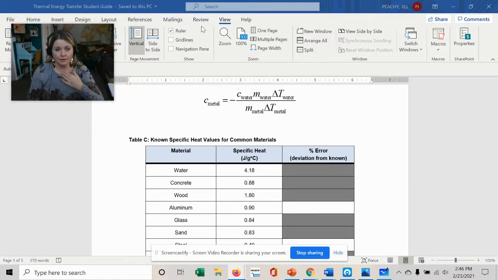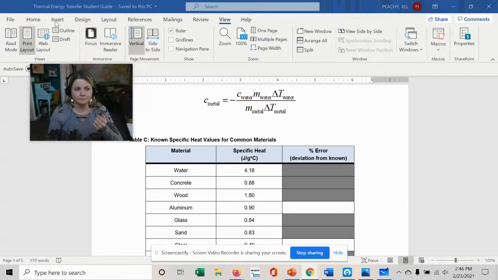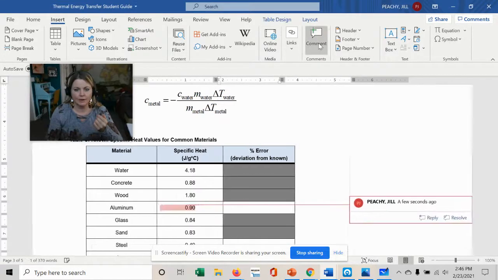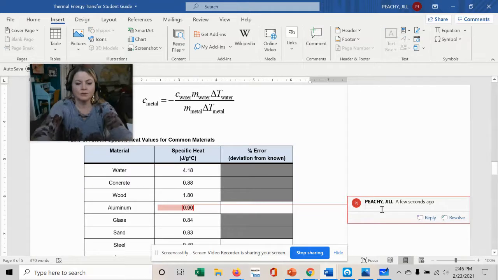Okay? So let me write this in here for you. I thought I had it already written in here, which is what I was kind of looking for, but I'll do a comment here and you guys can all see it on the video, okay? So you take your measured value minus the table value. So that's that 0.9 here.